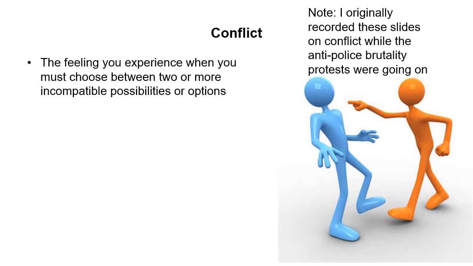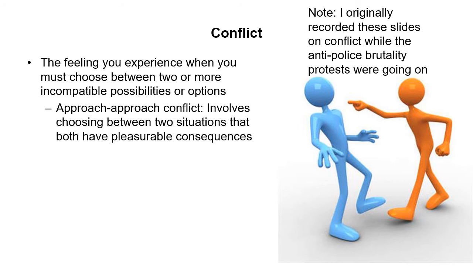Okay, let's talk about conflict for a minute. This is one of the last two things we're going to talk about here. So conflict is the feeling you get when you must choose between two or more incompatible possibilities or outcomes. There's three main types of conflict that we'll look at here. That is approach-approach. This is when you have to choose between two pleasurable consequences. So you've got two things you want, but you can't have both. This causes conflict because you want both, but you can only have one of them. And how you make that decision is one of the things that determines how you deal with conflict.